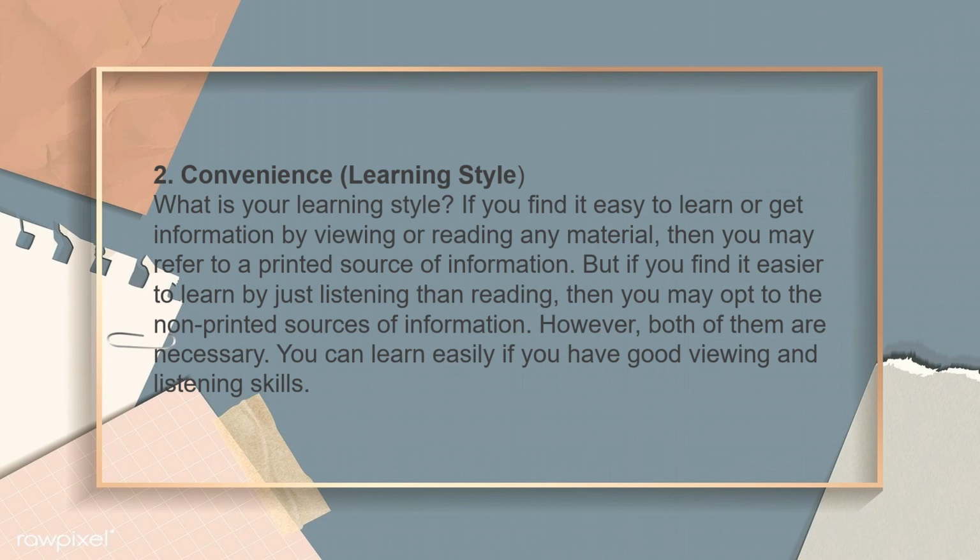Number 2, convenience or learning style. What is your learning style? If you find it easy to learn or get information by viewing or reading any material, then you may refer to printed sources of information. But if you find it easier to learn by just listening than reading, then you may opt for the non-printed sources of information. However, both of them are necessary. You can learn easily if you have good viewing and listening skills.